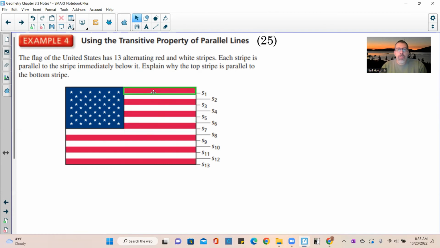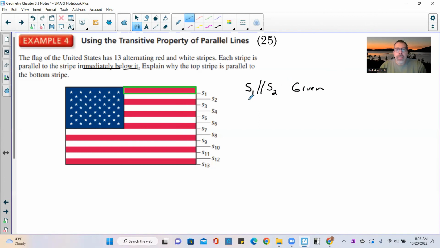So what I'm going to start off with is, this is pretty tedious, so I'm not going to do the whole thing, but I could say, if this is line S1 at the bottom of this red, and line S2 is the bottom of the white line, and they are parallel, I could say S1 is parallel to S2, because it says each stripe is parallel to the stripe immediately below it. It doesn't say it's parallel to every line or every stripe. It's parallel to the stripe right below it. So S1 is parallel to S2. That would be our given.